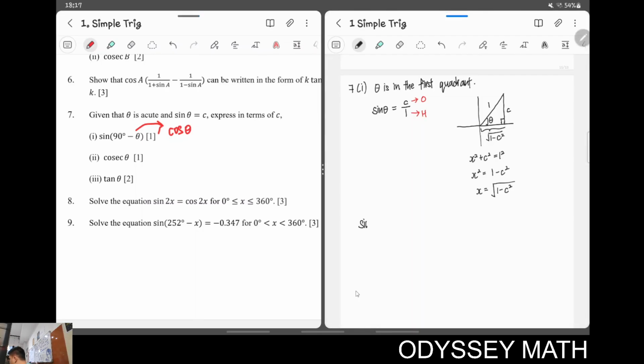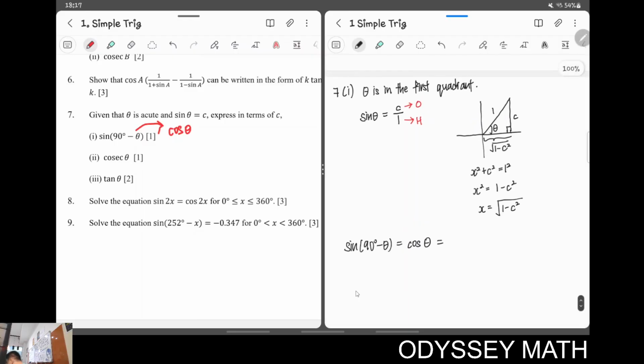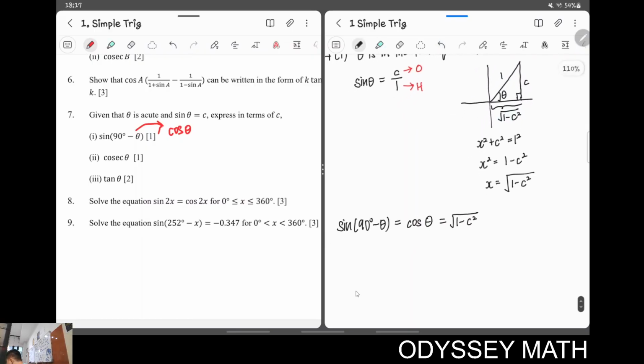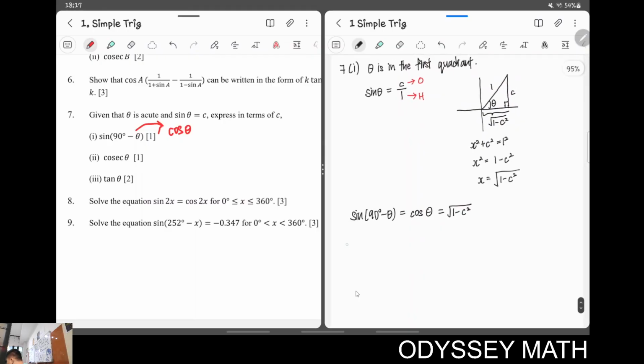So sine of 90 degrees minus theta equals cosine theta. And cosine theta, based on this, using your sec 2, is A over H. So it's just square root of 1 minus c squared. So that's for part 1. Part 2.